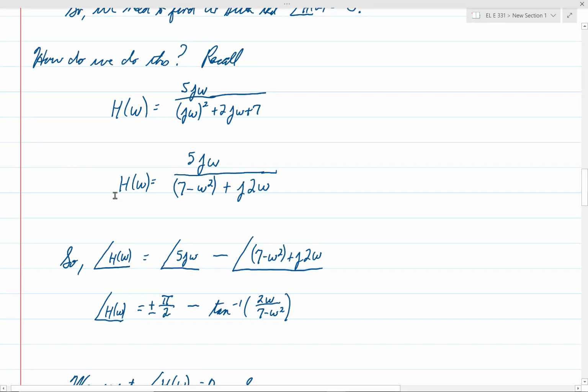Now again, what we want to do is to find an omega such that the phase of h of omega is equal to 0. So let's find an expression for the phase of h of omega. Well, the phase of a complex number that's written as a fraction like this is equal to the phase of the numerator minus the phase of the denominator. So that's how I can write this.